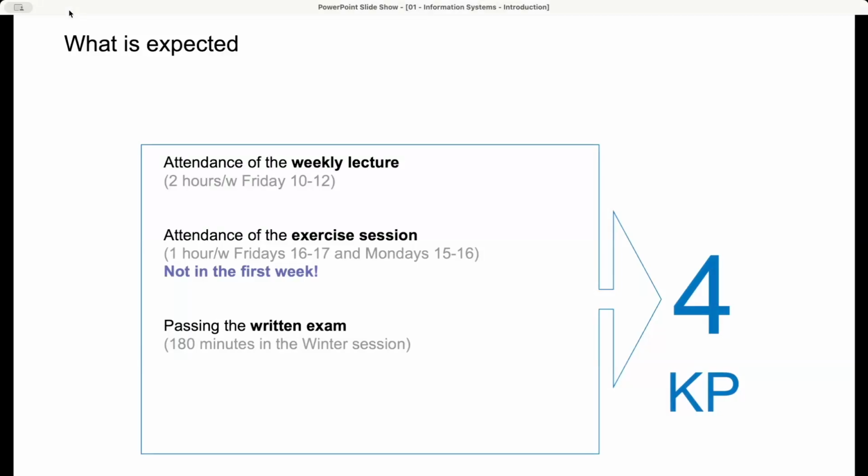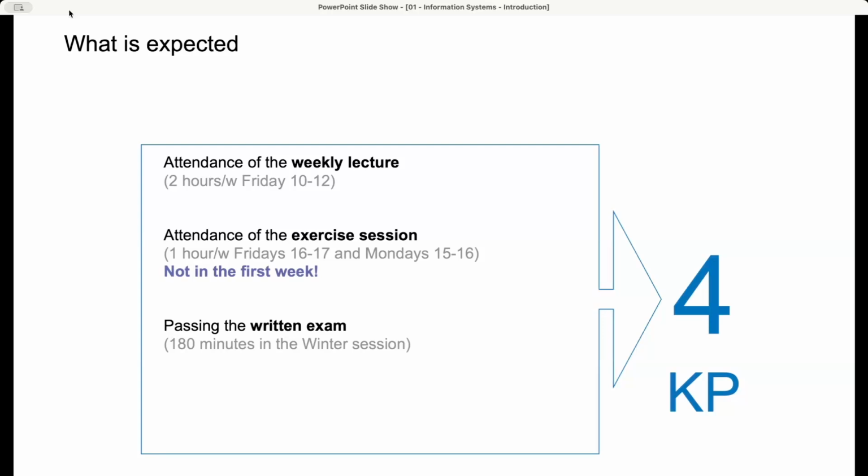What is expected from you is that you attend the lecture. It's best in the lecture hall because it's more fun to be here together, but Zoom works as well. You have the exercise sessions. There are multiple groups that the TAs have, but not in the first week. So there's nothing today, and on Monday it's going to start, the Friday after that, right? And then there is the written exam that's 3 hours in the winter session, which will give you 4 credits. So that's the idea, right?